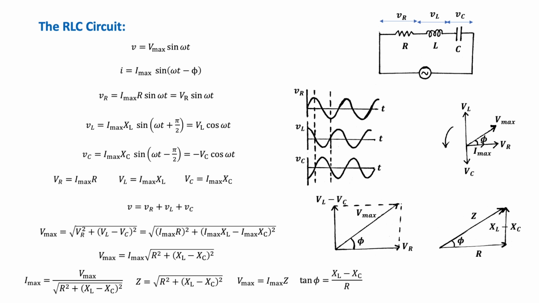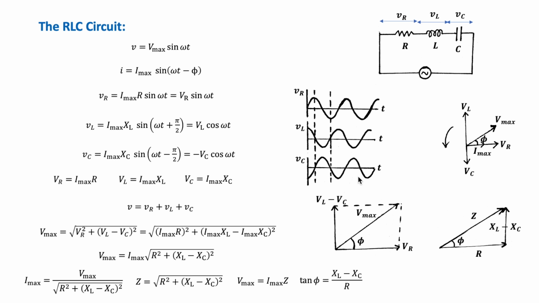So we will now discuss the RLC circuit, which is a circuit that consists of a resistor, an inductor, and a capacitor that are connected in series with an AC generator. The applied voltage is given by V = V_max sin(ωt), and the current in the circuit is I = I_max sin(ωt − φ). Here φ is the phase angle between the current and the applied voltage.